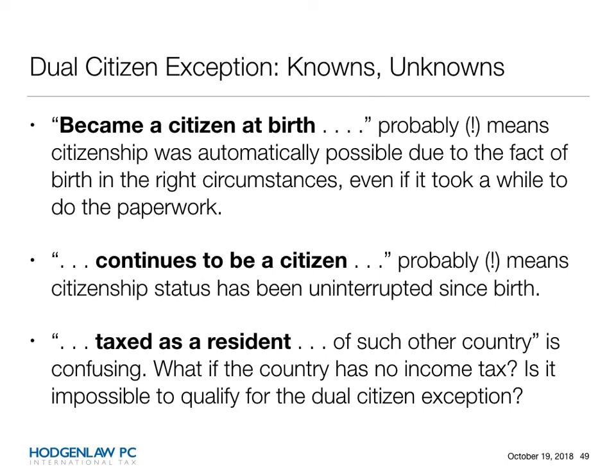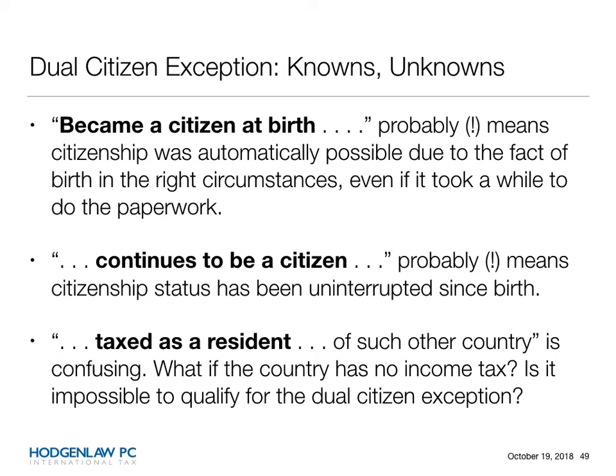Became a citizen at birth. So this immediately knocks out anybody who is a dual citizen by naturalization. If you look in the U.S. Immigration and Nationality Act, I forget which one it is, I think it's Section 322, it talks about how a kid born abroad to a U.S. citizen parent who is married to a non-resident alien, how does that person become a citizen?